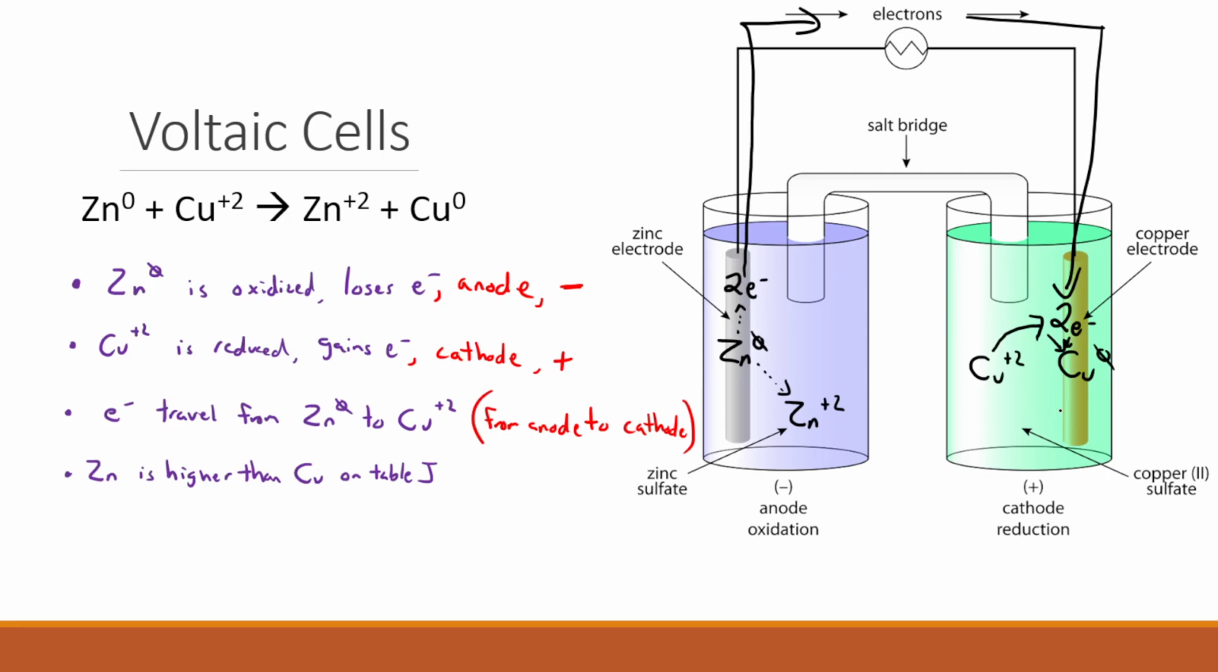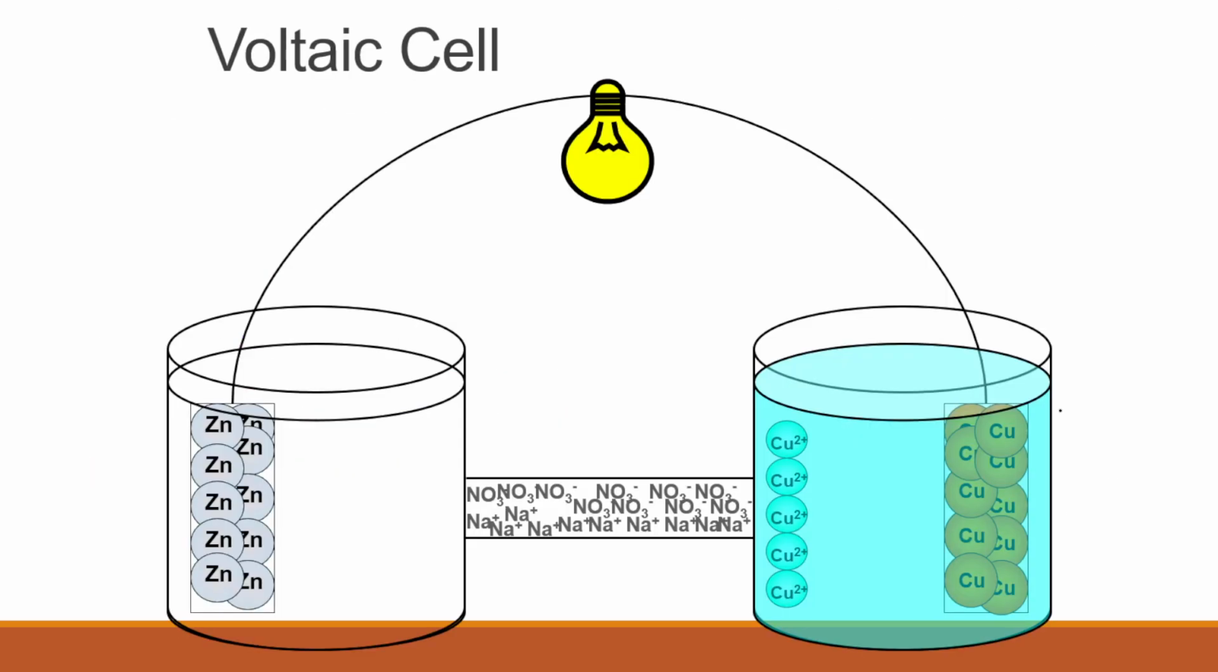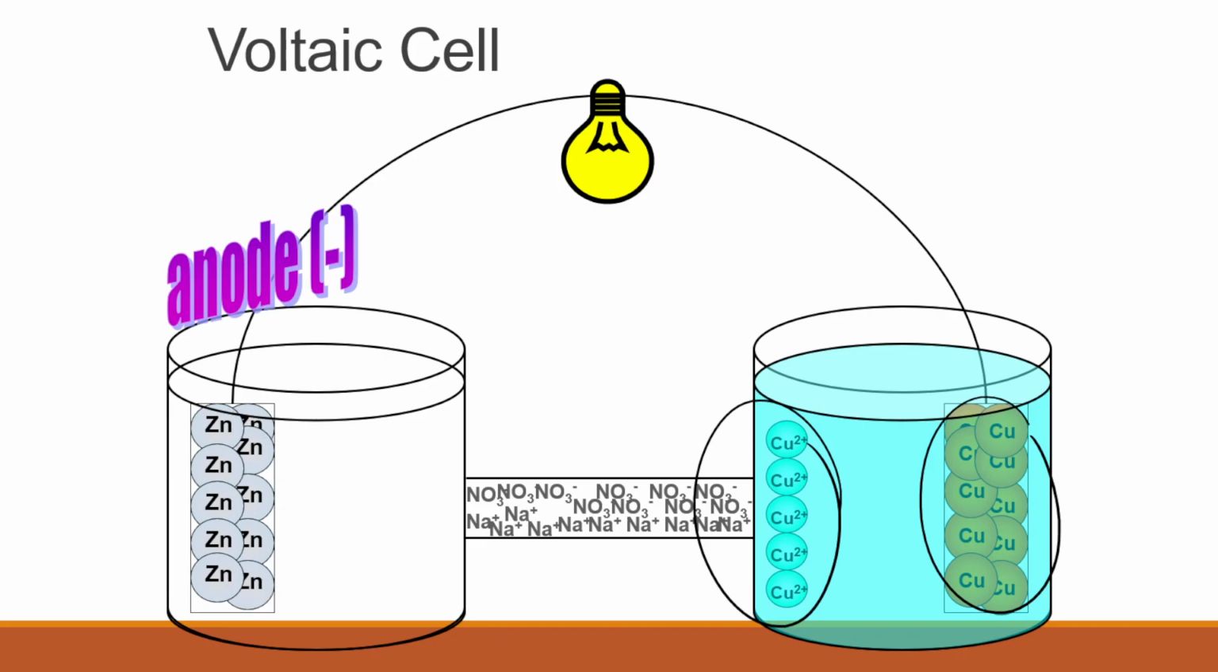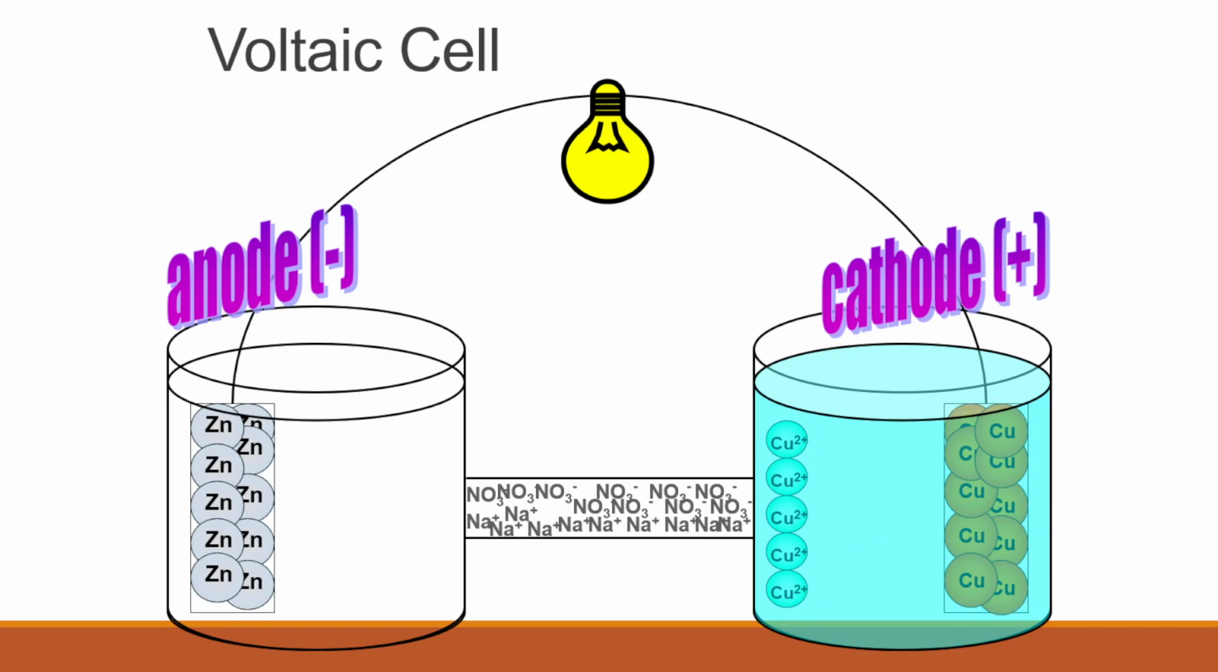I do have an animation here, so let's take a look at this animation. Here we've got that same setup. Here's our zinc, our copper ions, all the same. We know that the zinc is the anode. It's going to get oxidized. We know it's going to be negative. We know the copper is the cathode. The copper will get reduced. The copper will be positive.